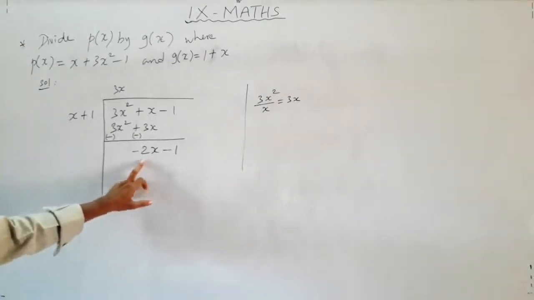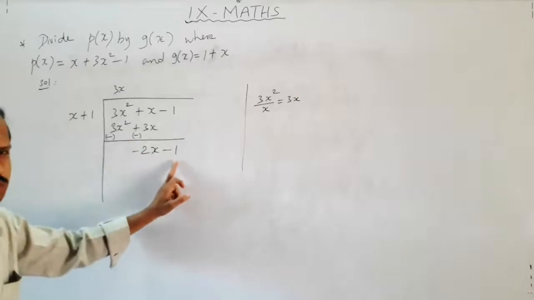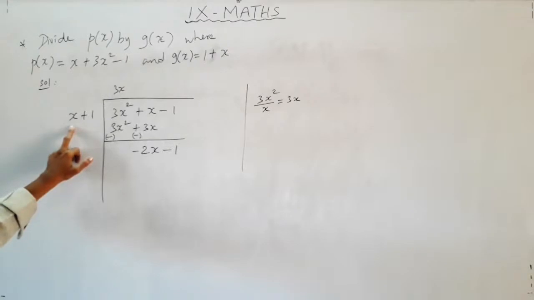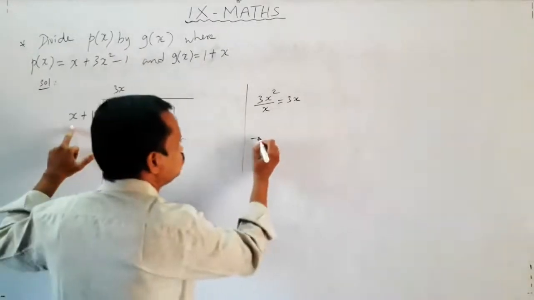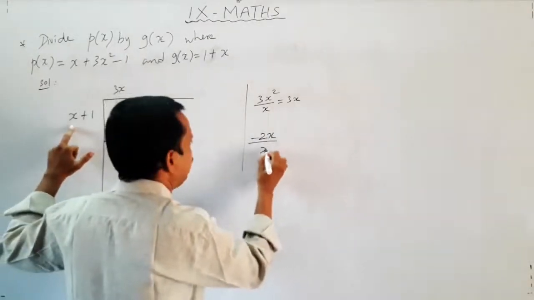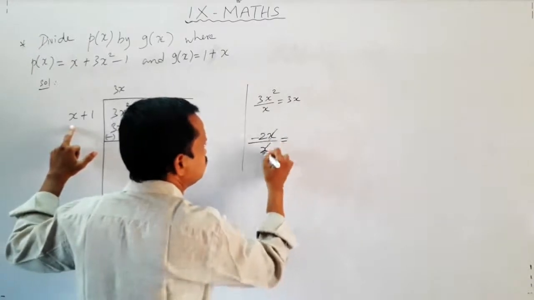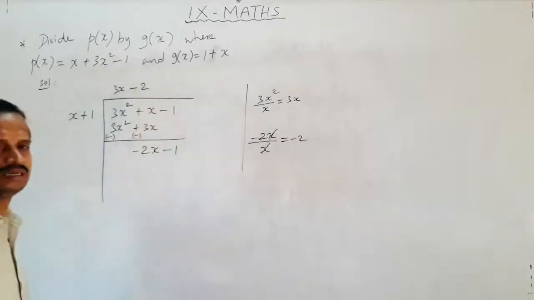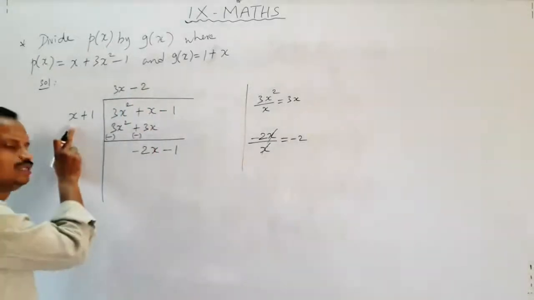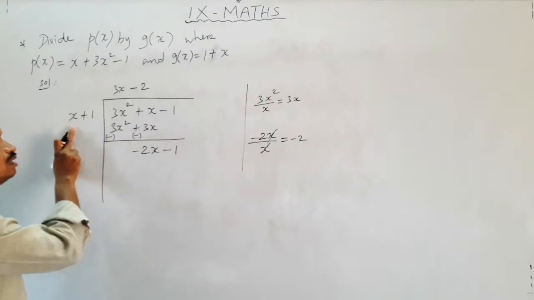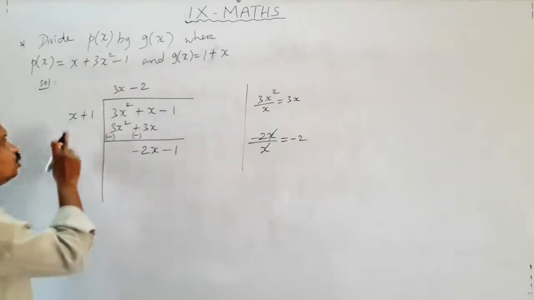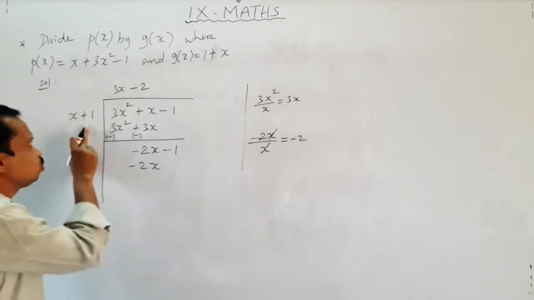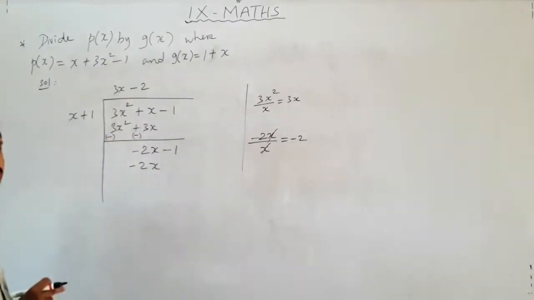The first term of this polynomial, minus 2x minus 1, is minus 2x. And here always the first term is x in the divisor. So we have to do like this. Minus 2x by x, we get x cancelled. So minus 2. Am I right? So you have to write minus 2 here. And you have to multiply each term of the divisor by minus 2. So x into minus 2, what do you get? Minus 2x. Plus 1 into minus 2, what do you get? Minus 2.